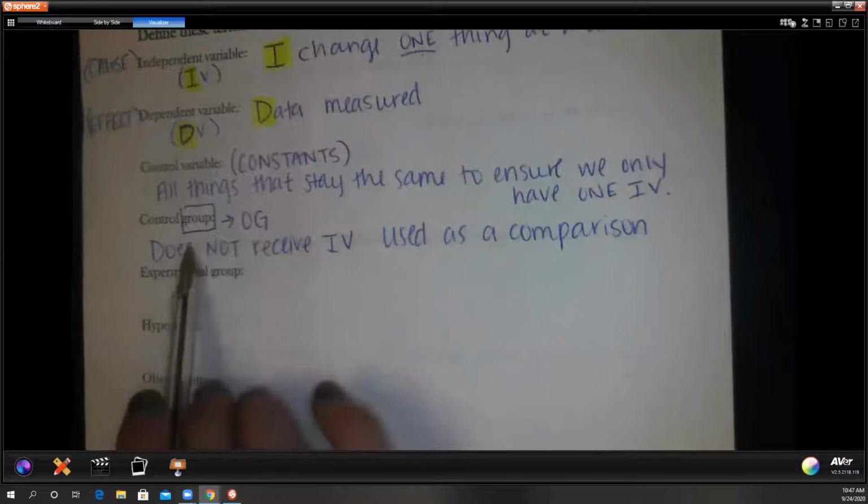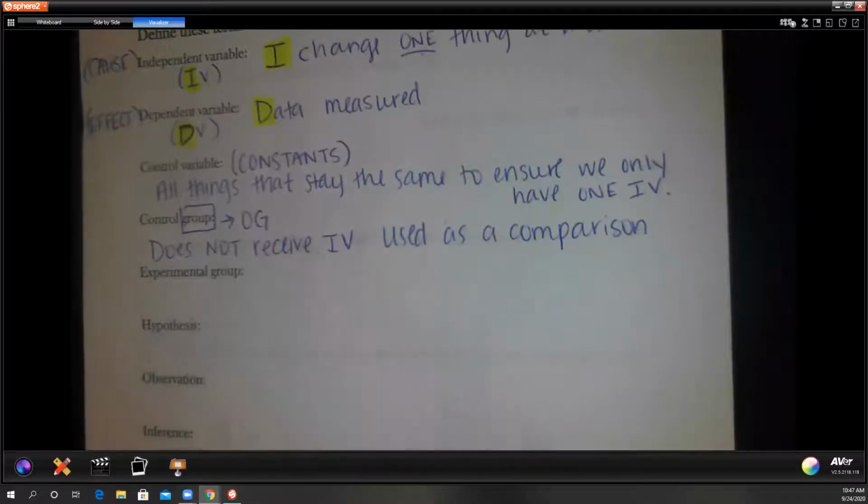Now, the reason I specified that it doesn't receive the IV is because, what if we did an experiment about whether eating breakfast affects how you do in school? If you normally eat breakfast, you might think that's the control group. But it's the group that doesn't eat breakfast that would be the control group. It's always the group that goes without, the one that doesn't get the change, so that I can measure the effect of that change.